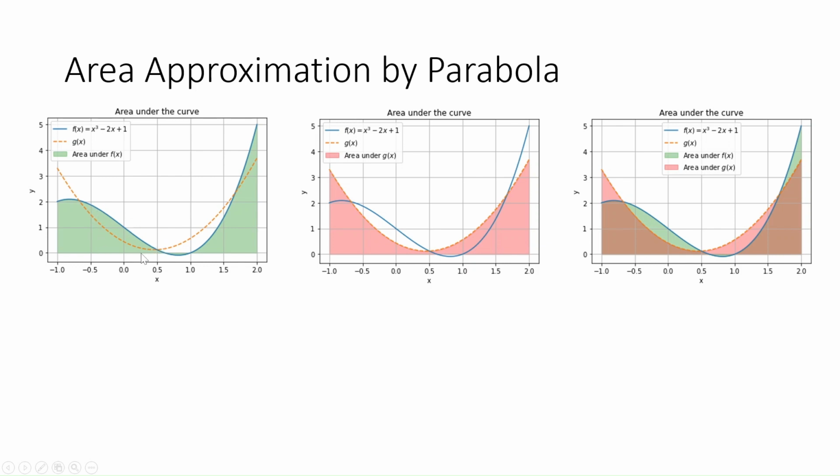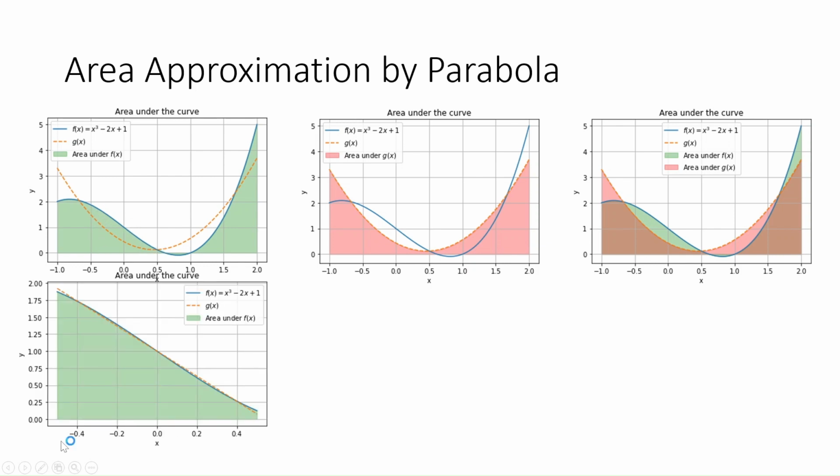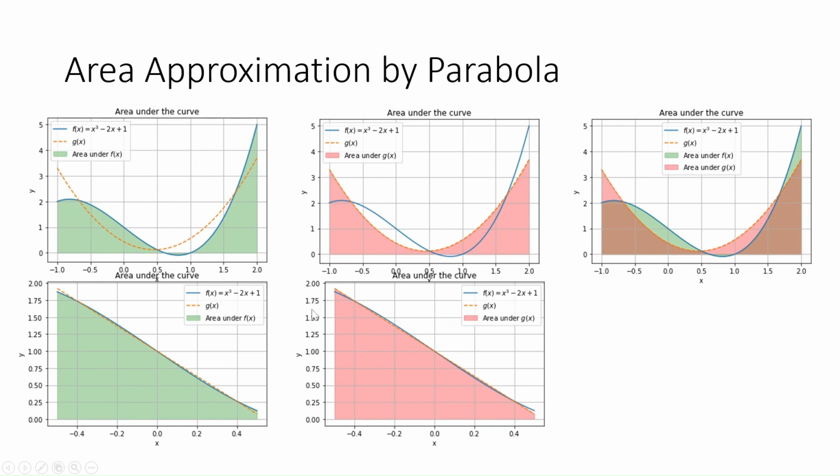So let's just focus on this region here. Now I have changed the axis. I've zoomed in, from minus 0.4 to plus 0.4. And what I've done here is I've taken the original function, x cubed minus 2x plus 1, which we are trying to integrate. The green shaded area is again the same thing. It's the area under the original curve. Let's see what the area under the orange curve is.